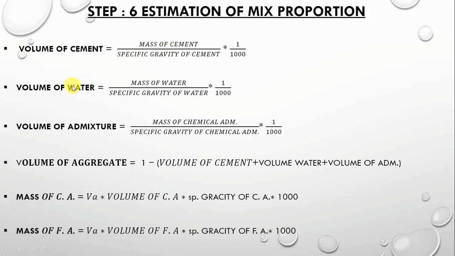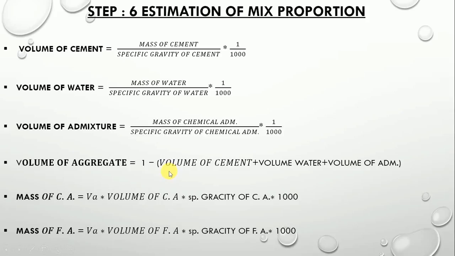After that, volume of water. Now what is volume of water? It is mass of water divided by specific gravity of water. Mass of water means the content of water that we had earlier calculated. Now volume of admixture, if we added it. Okay. Now volume of aggregate is nothing but 1 minus the volume of cement plus volume of water plus volume of admixture. After subtracting these quantities from unit, we will get the volume of aggregate.